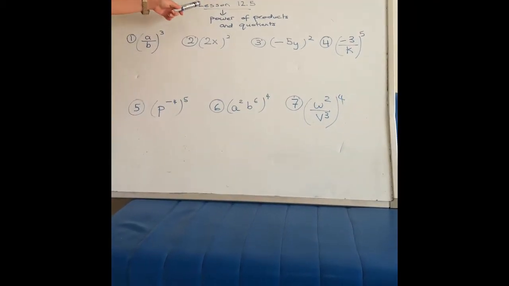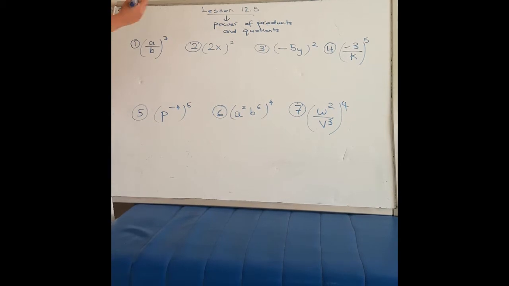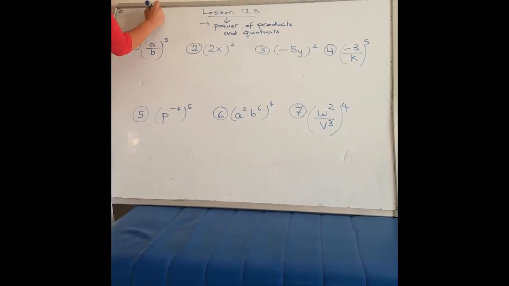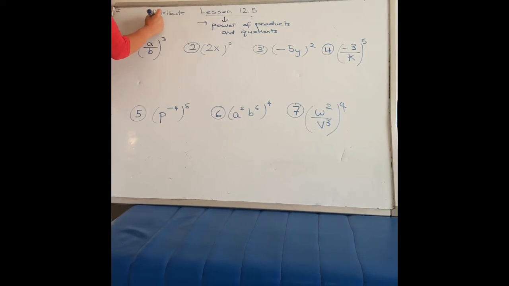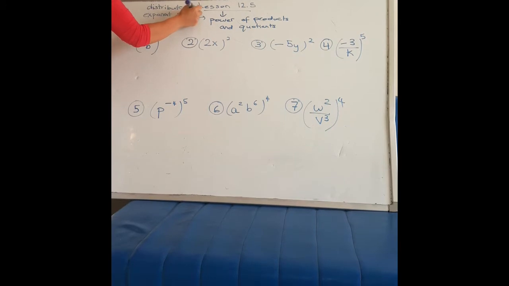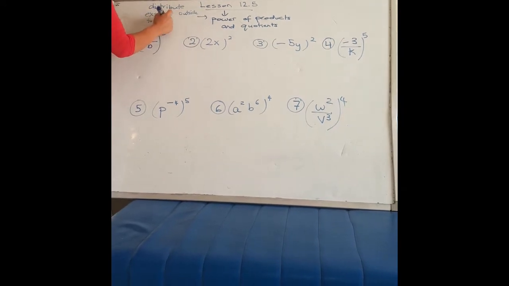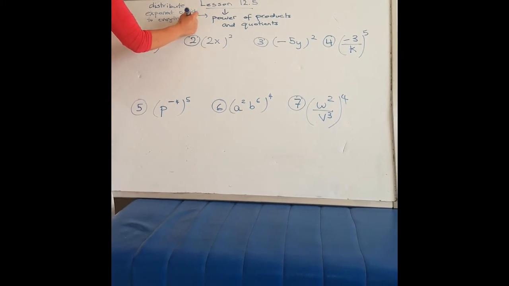This is lesson 12.5, power of products and quotients. What do I mean? I need to distribute the exponent outside to everything inside the parentheses. How do I do that?